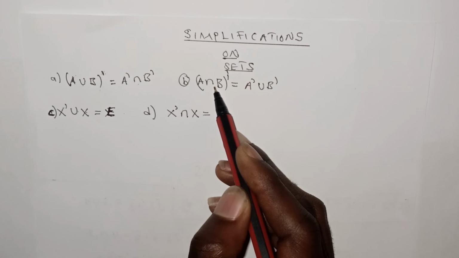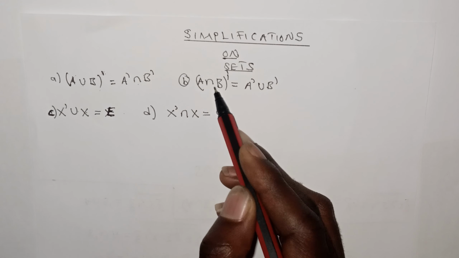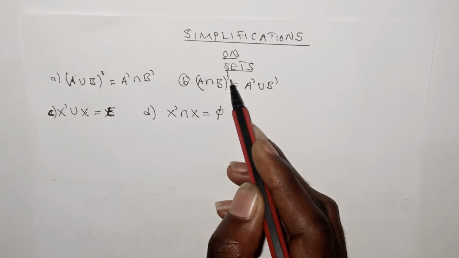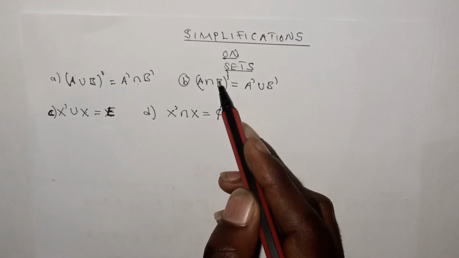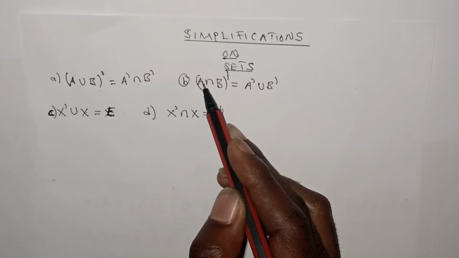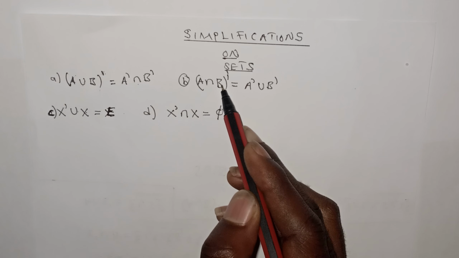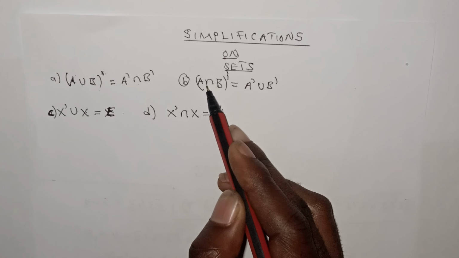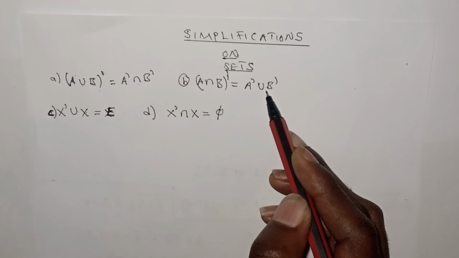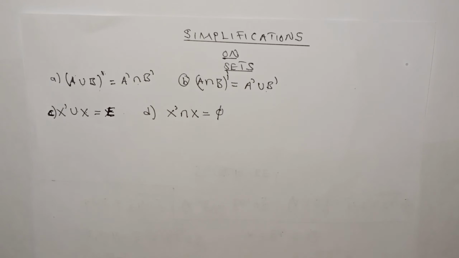Let's also look at the next example. (A intersection B) complement. So the complement gets distributed to A and B while the intersection symbol changes to union. So this is all about this one.